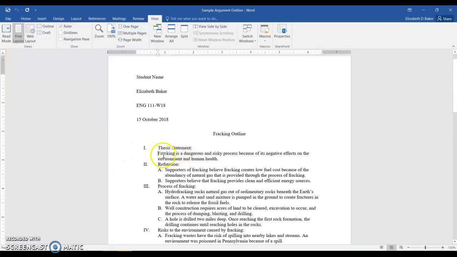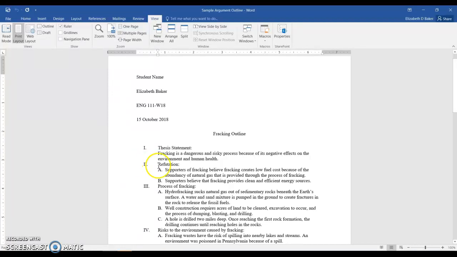So in your outline, you'll give me your thesis statement, and then the next thing down, section 2, is refutation. Refutation, hopefully you read about this in the Norton Field Guide and in the Little Seagull, but that's acknowledging that there's another side to your argument.